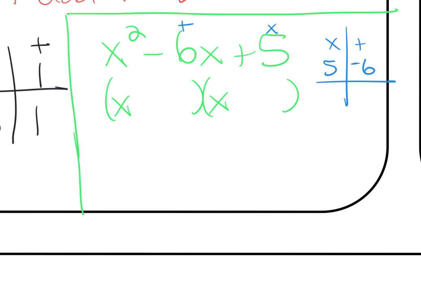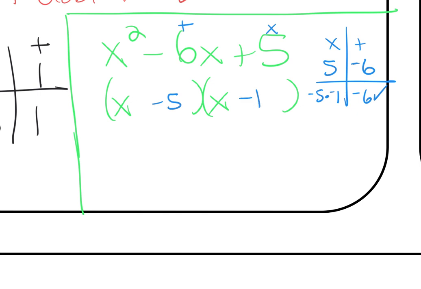Jay Sean, what can do that? Thank you. -5 and -1. A negative times a negative is a +5, but if you add them, you get that -6. -5, -1. That's it. Pretty easy.